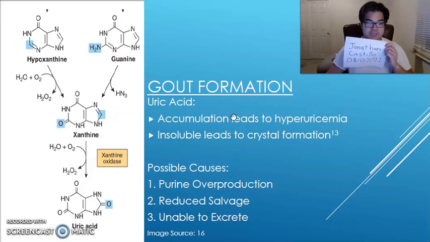But based on this patient's condition, the gout may have formed due to a defect involving overproduction of purines, decreased salvage of purines, or being unable to excrete the uric acid in urine.